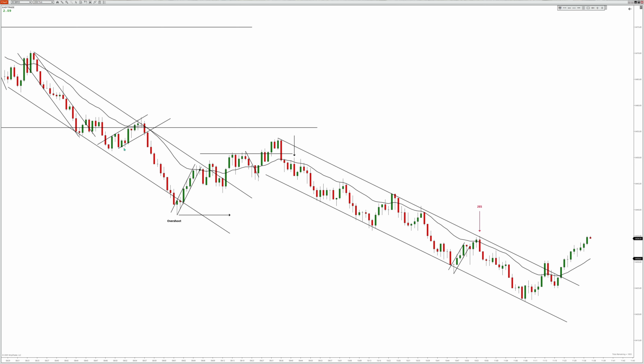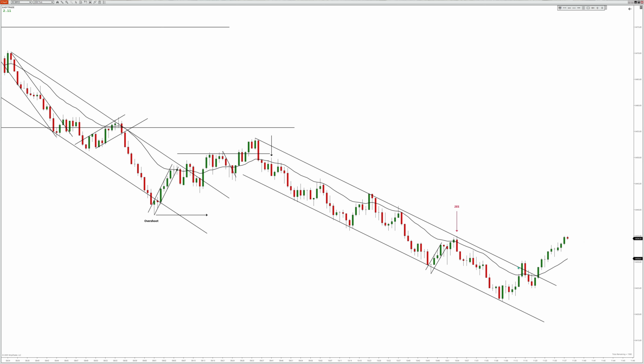But overall, so we had this little one working lower with overshoot, break, new low, and it just kept working lower, as you can see. So same here. We have a break out of this channel. We're pushing up right now.